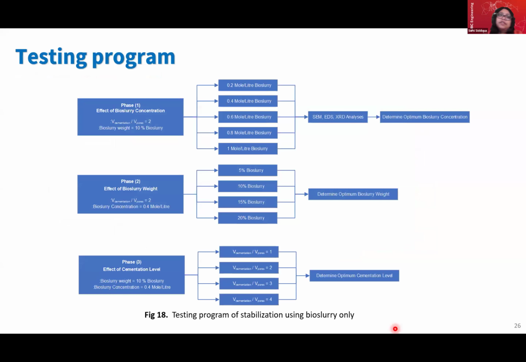For the bioslurry approach, we have three phases of data that I wanted to showcase. The first one is the effect of bioslurry concentration, then bioslurry by weight, and the effect of cementation level. We used several levels of bioslurry concentration, starting with 0.2 mole per liter up to 1 mole per liter. The identification of these concentrations was done by several trial and error. When we saw the changes happening, we put them in the publication and the data, and the other ones were just for our own record.